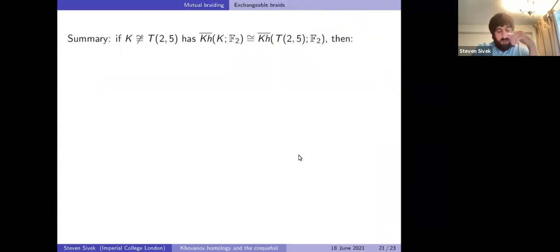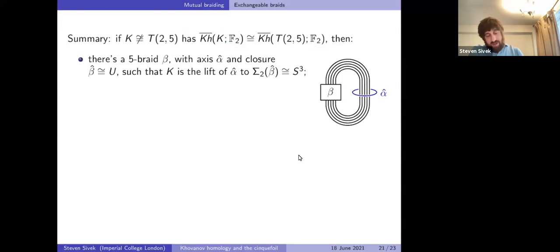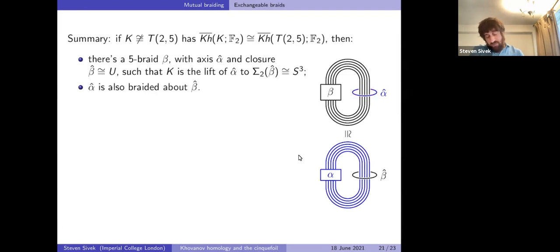All right, so here's the summary of everything we've done, and we're approaching the end of the proof. If a knot K has the same Khovanov homology as T25, this 2,5 torus knot, and that's specifically with mod 2 coefficients, then we've got a 5 braid beta illustrated here. Its braid axis, we call that alpha hat. The closure of this braid is meant to be the unknot. And if we take the branched double cover of that unknot in S3, then this braid axis alpha hat lifts to our knot K again in S3. And this is just a picture of what I was explaining a moment ago.